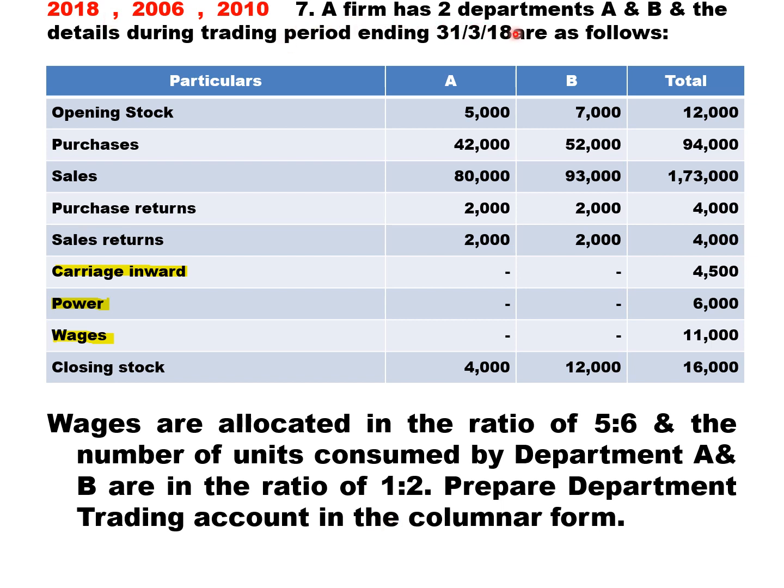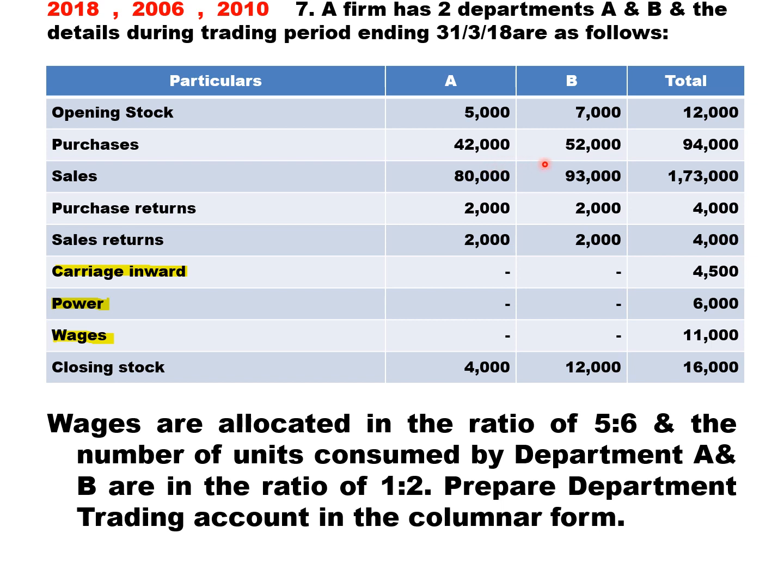A firm has two departments, A and B. So the names of the departments are A and B, and the details during the trading period ending 31st March 18 are as follows. Opening stock, no question of distribution. They have given you for A 5,000, B 7,000, total 12,000.